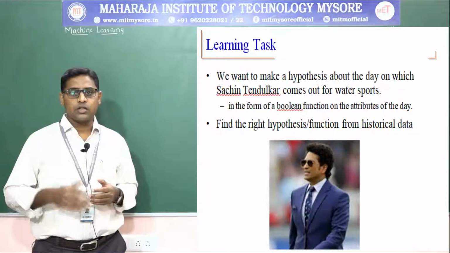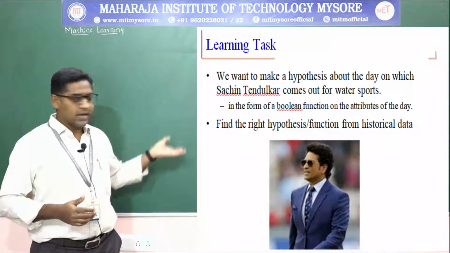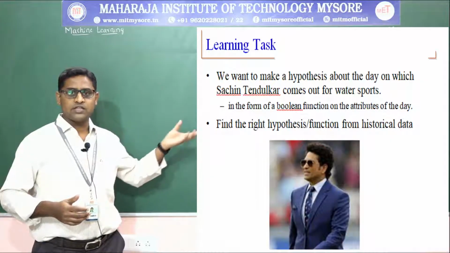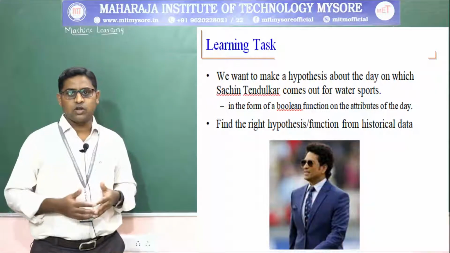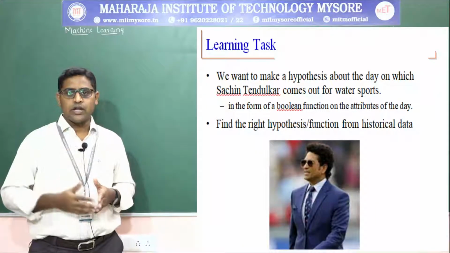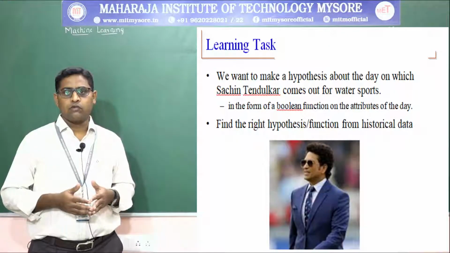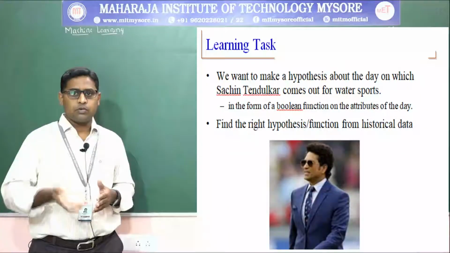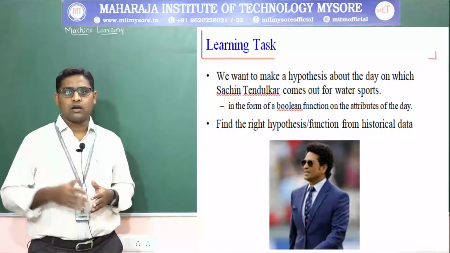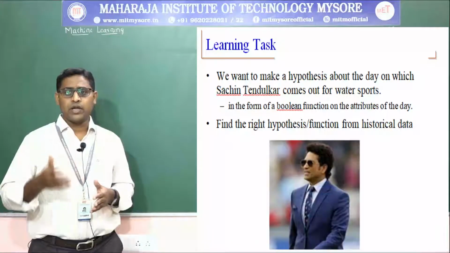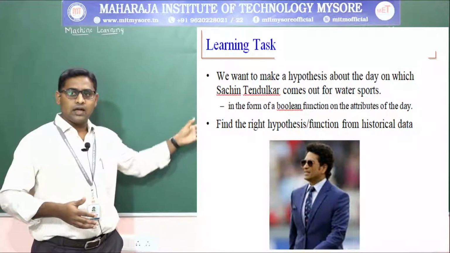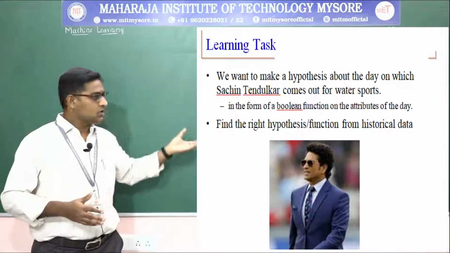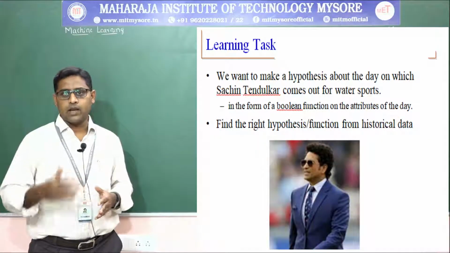Historical data means on what days earlier or previously Sachin Tendulkar was going to enjoy the water sport. That means say he was going for swimming. So on what days he was going to enjoy the water sport, say probably on a sunny day, day 1, day 2, day 3 and so on, he was going for the enjoyment of water sport. So that is what we need to find, the right hypothesis from the historical data.